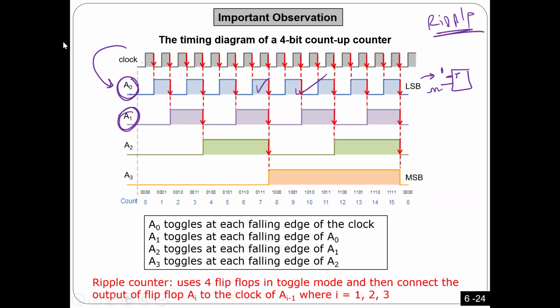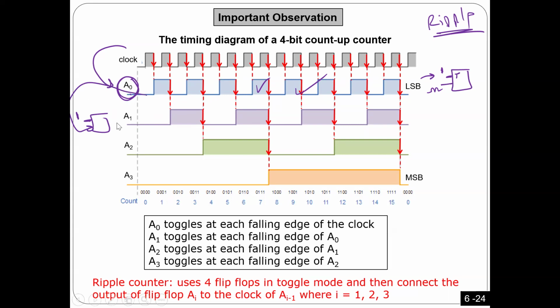Let's look at the second one. You can see the second one is going to toggle every time there is a falling edge in A0. Every time there is a falling edge, please toggle. Easy. So what happens here, this one is going to toggle all the time, T is still 1, but the clock will come from A0.